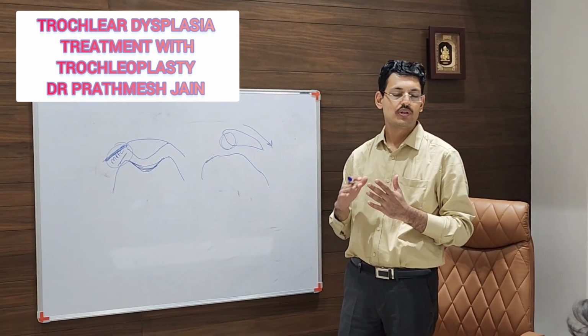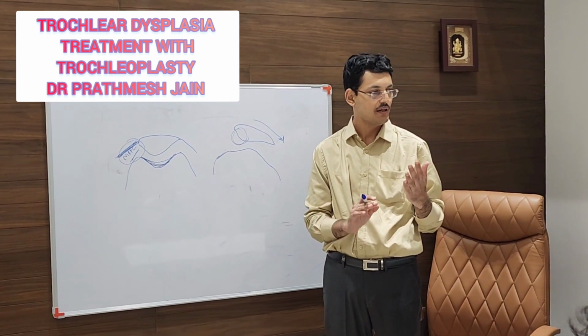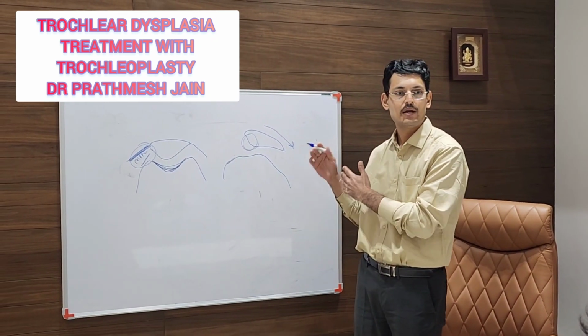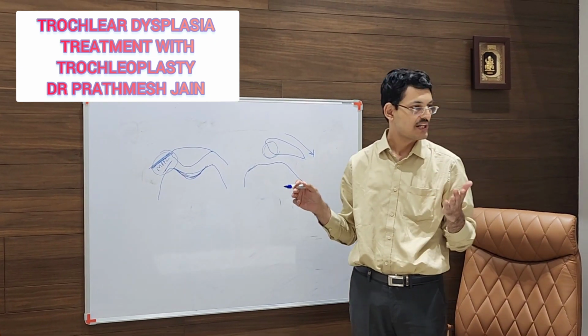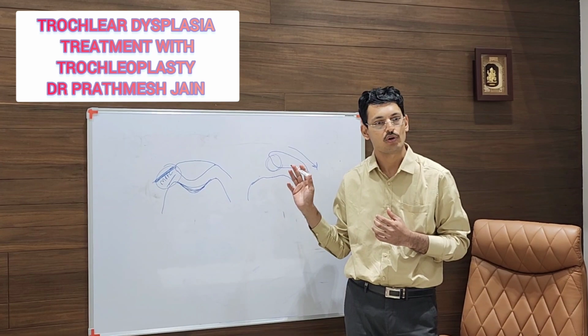But anything more than type A, that is type B, C or D, is different. Type B is basically a flat trochlea, type C is convex, and type D is a very bad trochlea. This is the Dejour classification that we are talking about. For those patients, it is always better to do a trochleoplasty.